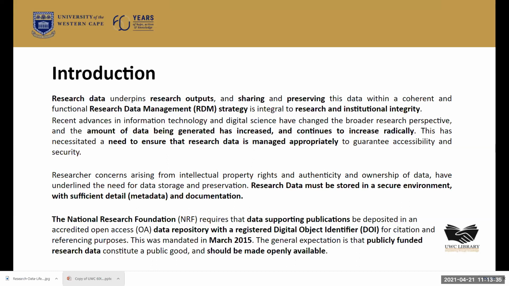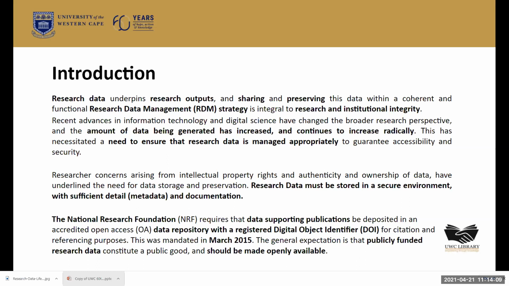So as far as the policy is concerned, it encourages research data to be stored in a secure environment with sufficient metadata and documentation. For those of you who are not clear on what metadata means, metadata is essentially a description of your data using a controlled vocabulary. Please bear in mind that information on metadata and what it is can be found online. And as far as the library is concerned, we're here to help you if you have any difficulty with that.